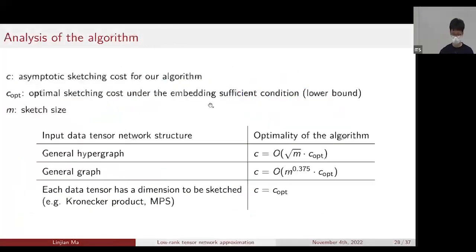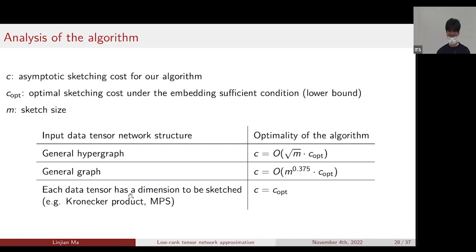Sorry, we also have some analysis of the algorithm. Let's see the asymptotic sketching cost for our algorithm, and the optimal sketching cost under the sufficient condition, which is the lower bound cost that we need to use. Let m be the sketch size. When the input data can be defined on a general hypergraph, then our algorithm is optimal up to a factor of square root m. When the input is a general graph, the approximation factor is reduced to m to a smaller polynomial power.